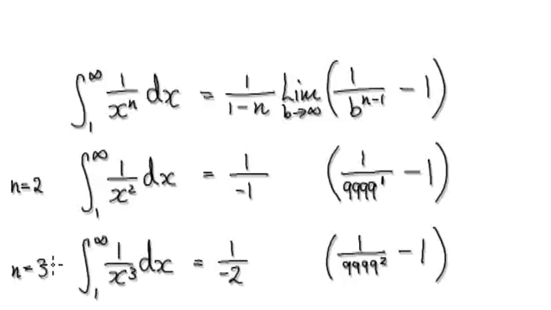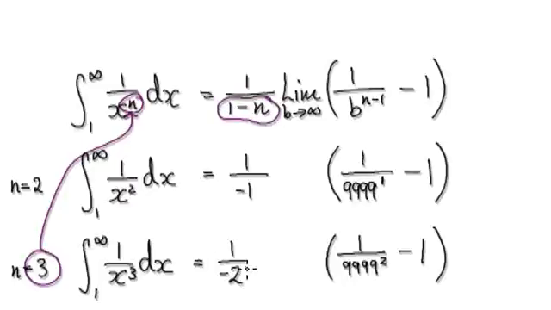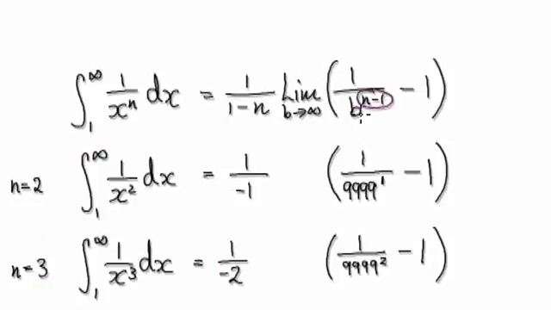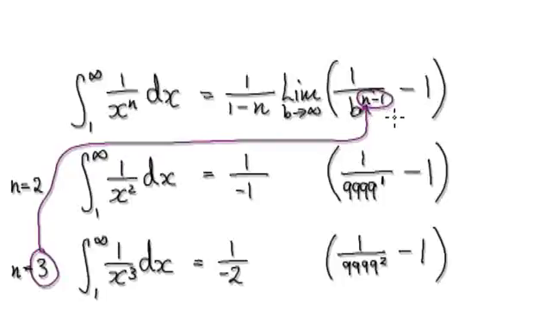Now let's look at a case when n equals 3. So now let's look at a case when it's 1 over x to the power of 3. If you put this into here, this thing here will be negative 2, and then now allow this b here to tend towards infinity, so allow it to be very, very big. And then if you look at this bit here, this will be 3 take away 1, which is 2.